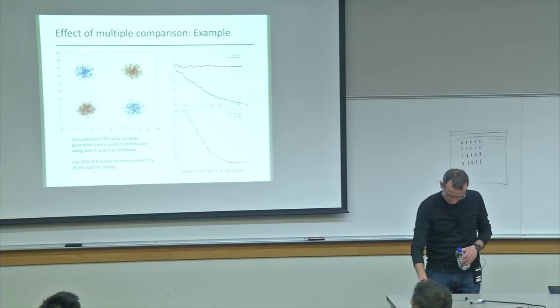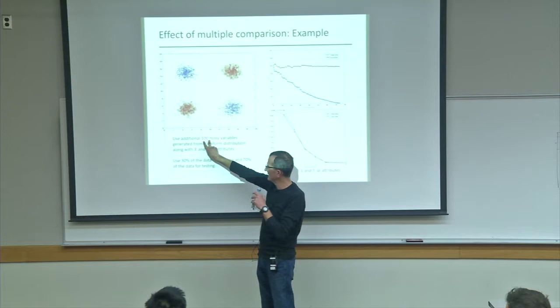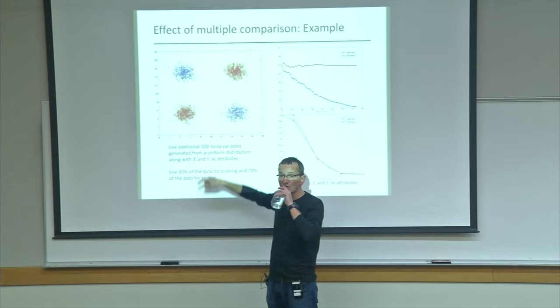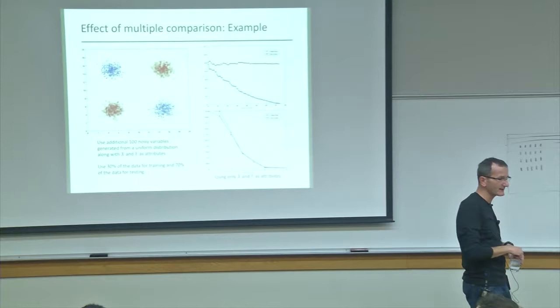Wait, using only x and y as attributes, what other attributes? I have the x and y attributes, plus for each point I generate 100 noisy attributes. So you generated 100 more noisy attributes. Yep, so every point now has 102 attributes.